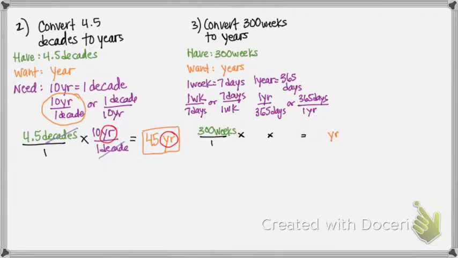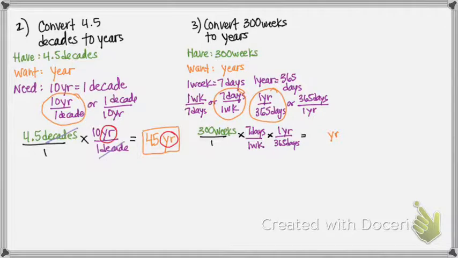So I'm going to go ahead and put in 2 for multiplication. So I need to get rid of weeks. So that means I need weeks from the bottom. Okay, so we're going to do 7 days over 1 week. Now I need to get rid of days, and I need it to become years. So we want years to be on top because that's the label we want to end with. So we get 1 year over 365 days.